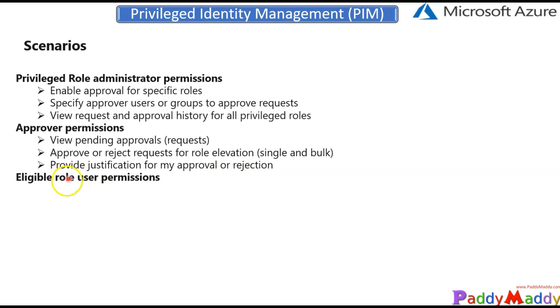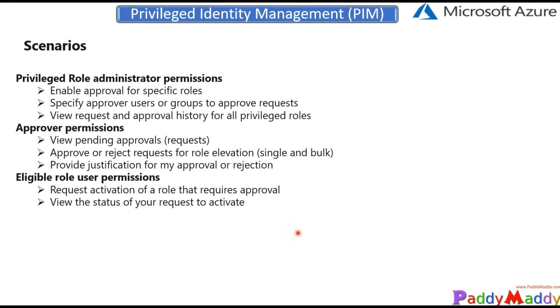And let's also talk about the eligible role user permission. So we can request activation of a role that requires some kind of approval, so that you can view the status and request to activate, complete your task and within the Microsoft Azure AD, see if the activation was approved.